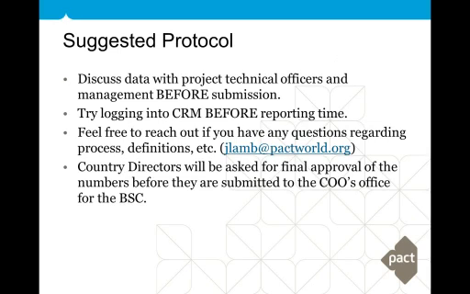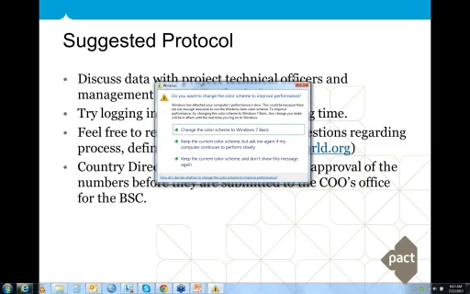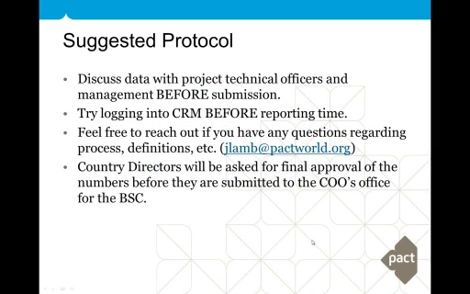As with last year, after the data have all been submitted and confirmed with the M&E officers, we'll be sending it to country directors for final approval of the numbers before they're submitted to the COO's office for the balanced scorecard. Most of the time, again, we found that country directors are very responsive in looking at the numbers and either approving them or asking for clarification about issues. But again, I just want to emphasize that this is the time where we want clarifications and questions, and approval to happen, not after the report is already published.